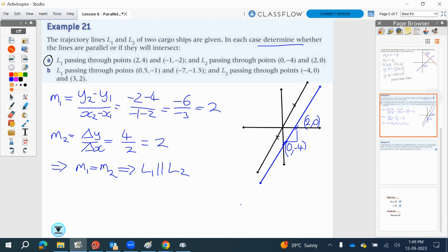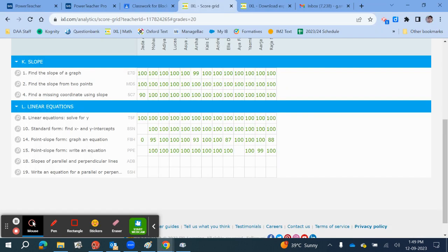Let me just make a duplicate of this. Okay, it crashed again. Let me just pause this.